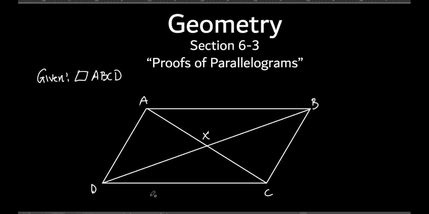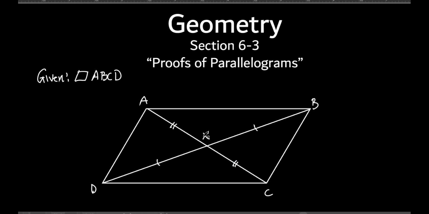diagonals. What's true about DX and XB? They're equal to each other. So that little bit right there and that little bit are equal. Why? Because that diagonal is being bisected. That's right. It's being split in half. Got it. What about AX and XC? They're equal to each other.